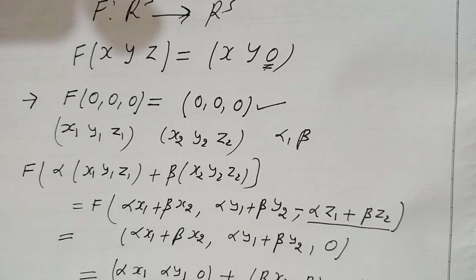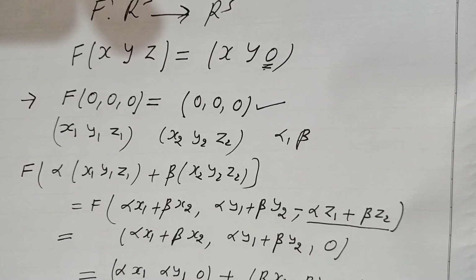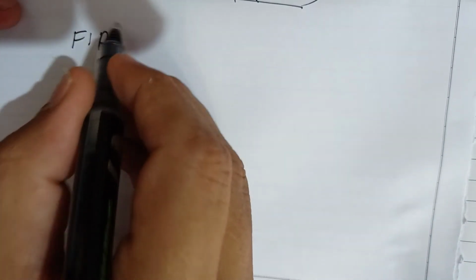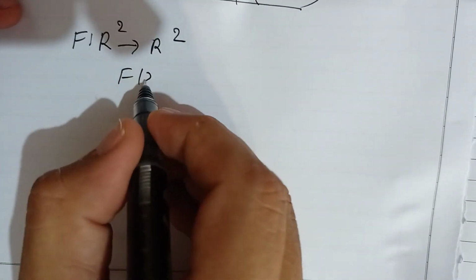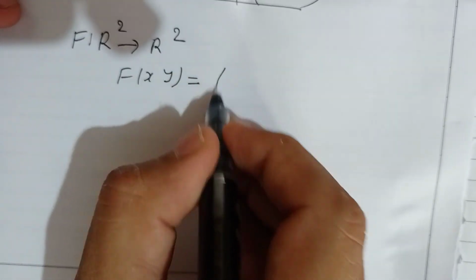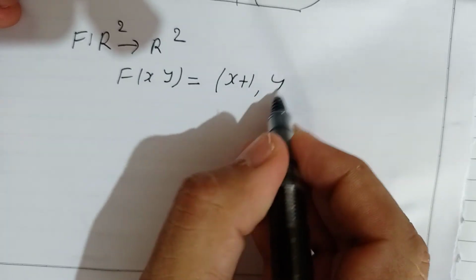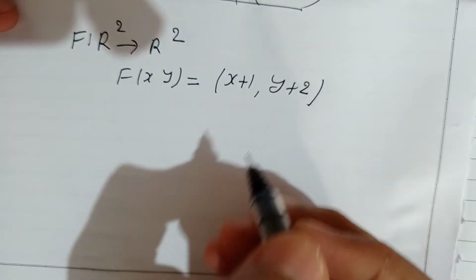Let us see a few more examples of linear mapping. If you take one mapping f from R square to R square, f of x comma y equals x plus 1 comma y plus 2.